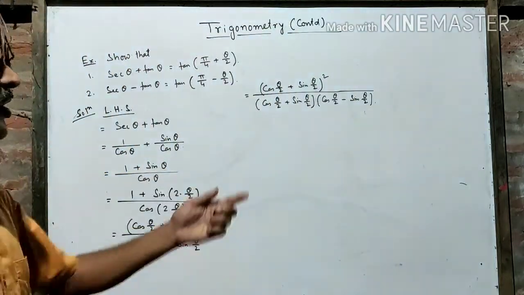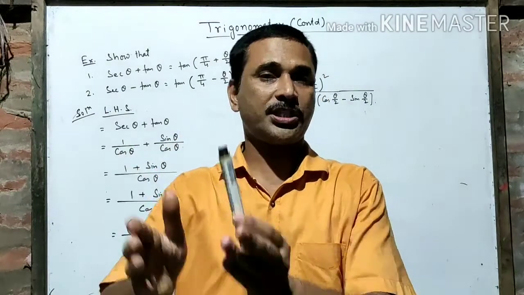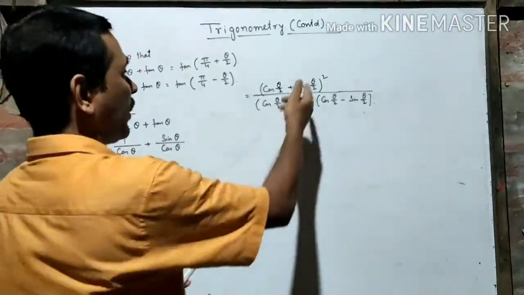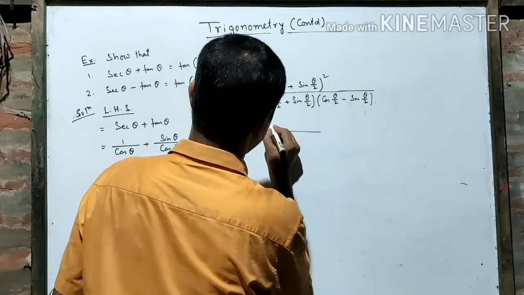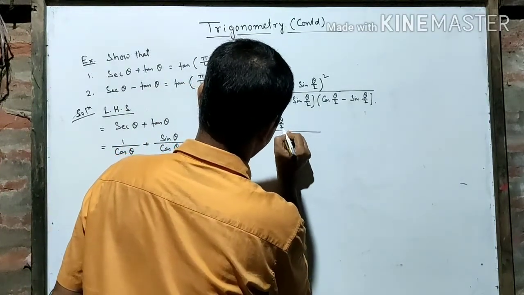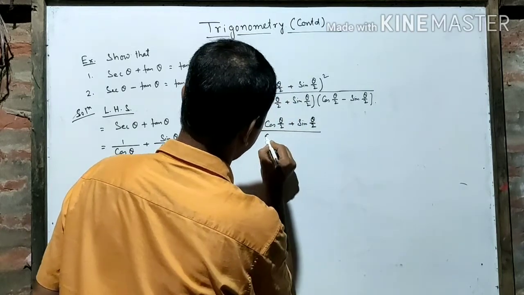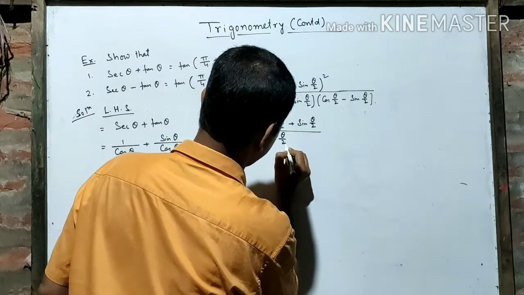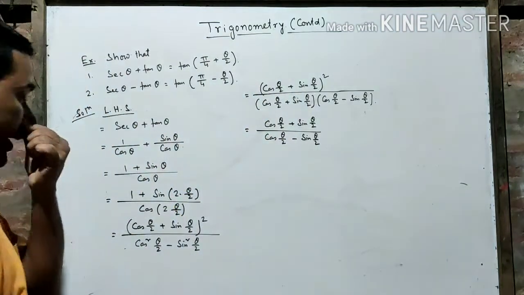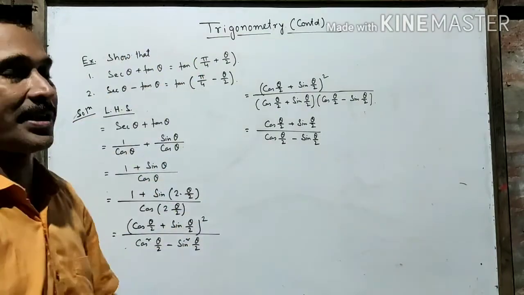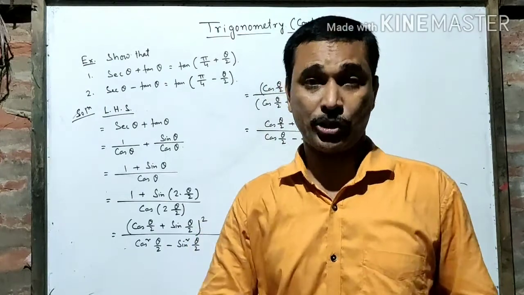Whole square means (cos θ/2 + sin θ/2)(cos θ/2 + sin θ/2). So one (cos θ/2 + sin θ/2) will cancel, and we will get (cos θ/2 + sin θ/2) divided by (cos θ/2 − sin θ/2). Okay, if we divide both numerator and denominator by cos θ/2 to bring tan θ/2.